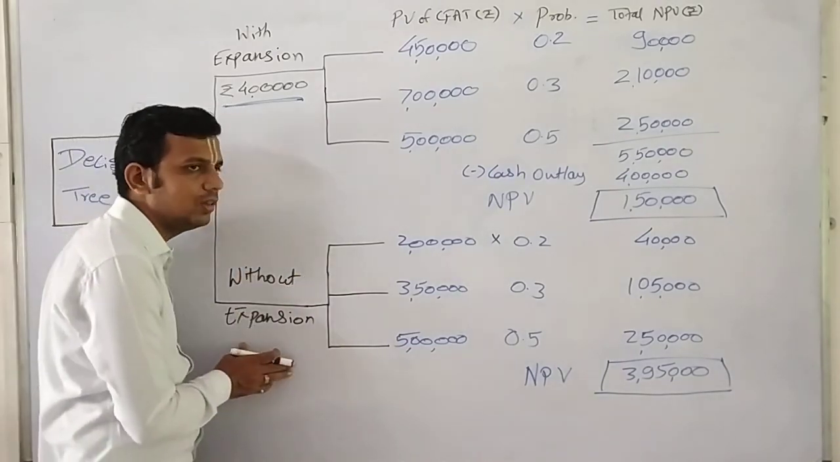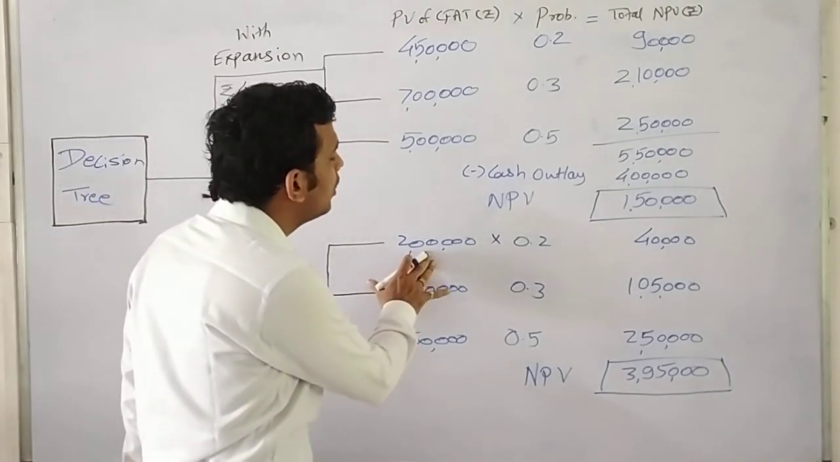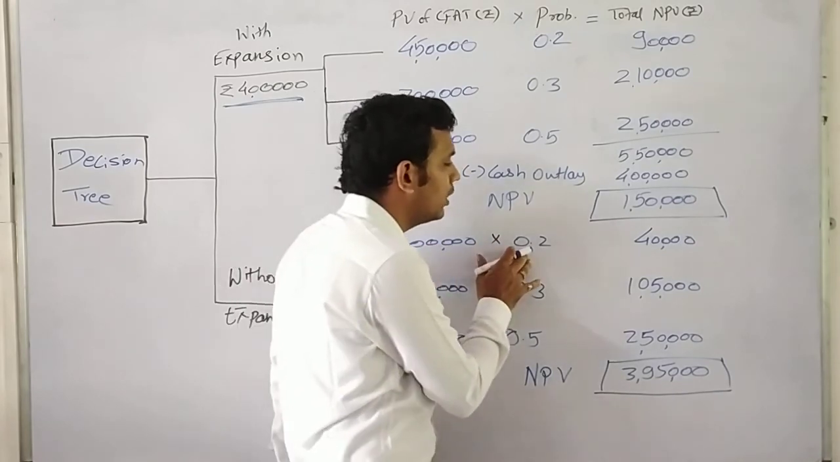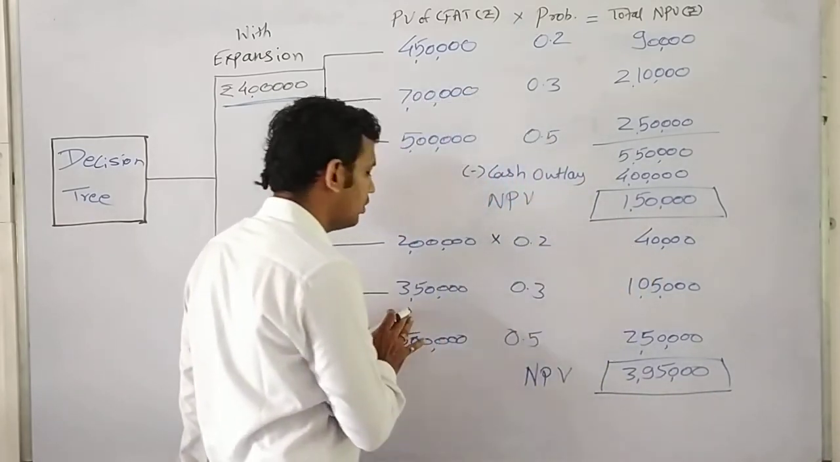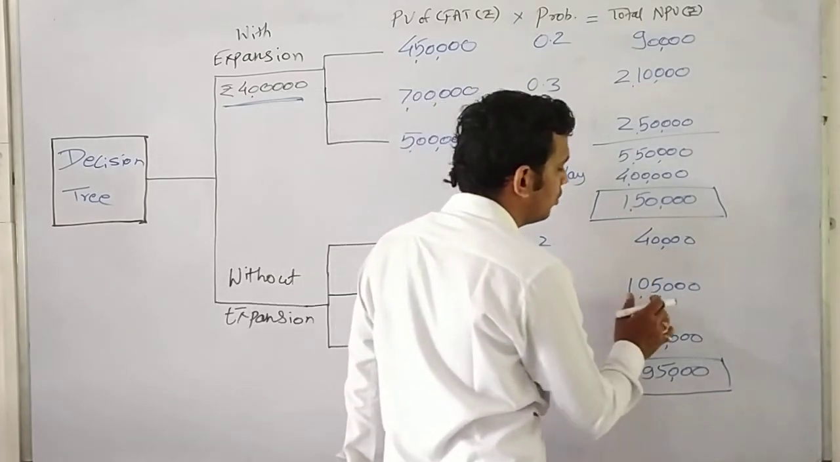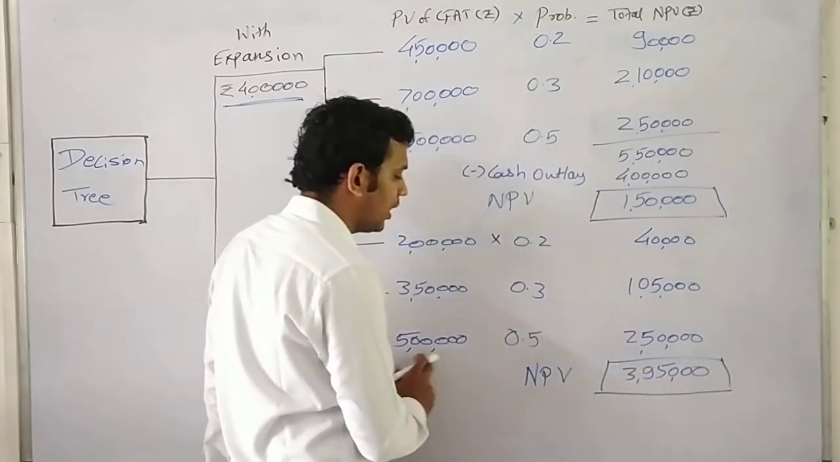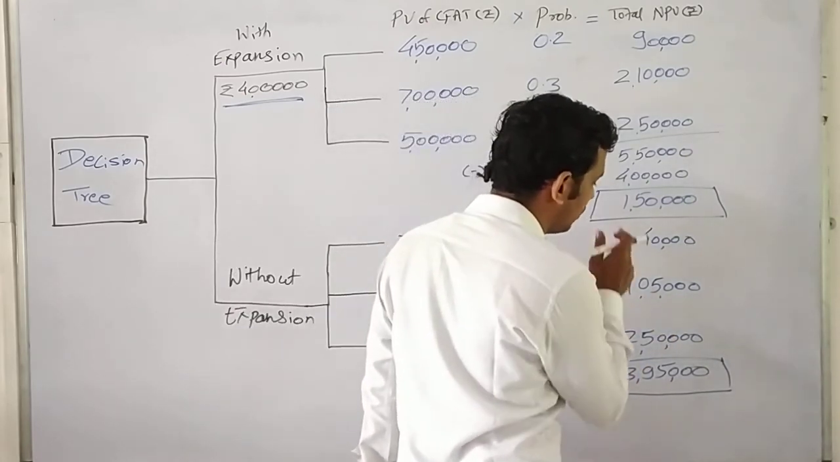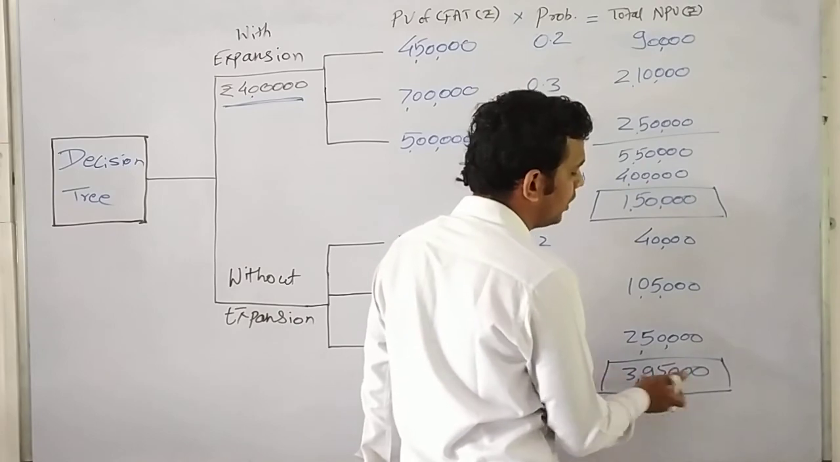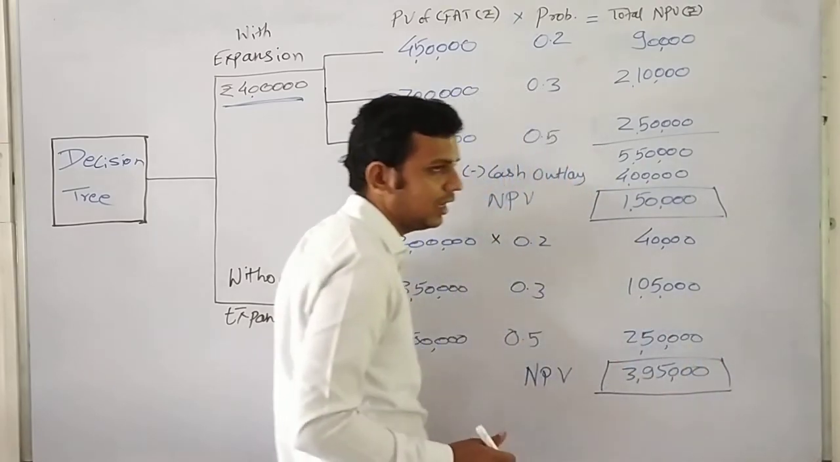Similar thing we have done in the without expansion criteria. 2 lakh of cash inflow multiplied by 0.2, 40,000. 3 lakh 50,000 multiplied by 0.3, 1 lakh 5,000. 5 lakh multiplied by 0.5, 2 lakh 50,000. Again we have made the total of it. The total is of rupees 3 lakh 95,000.